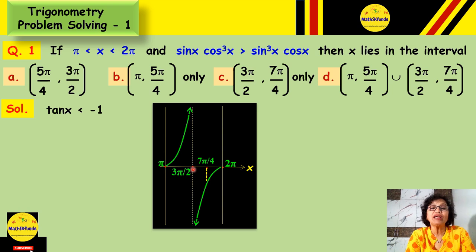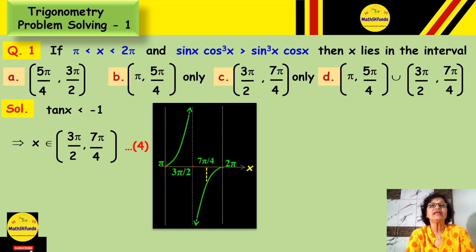So what are the corresponding values of x? They lie between 3 pi by 2 and 7 pi by 4. Okay. So from here I get values of x interval. That interval is 3 pi by 2 comma 7 pi by 4, and I name this as 4. Now I tried to solve the inequation in two parts. Third quadrant separately and fourth quadrant separately.